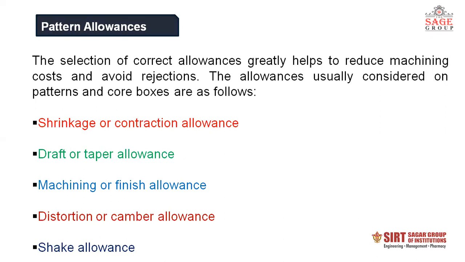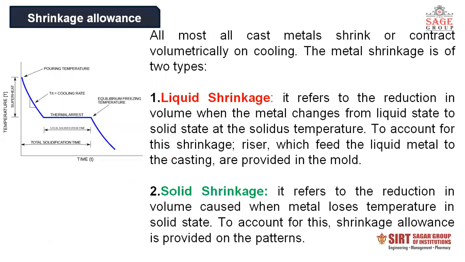There are some other allowances also, like draft allowance, machining allowance, distortion allowance, and shake allowance. But the most important one is the shrinkage allowance. So when we talk about shrinkage allowance, as we all know, metal shrinks or contracts volumetrically on cooling. So in casting, the metal shrinkage is of two types. One is liquid shrinkage and the second one is solid shrinkage.